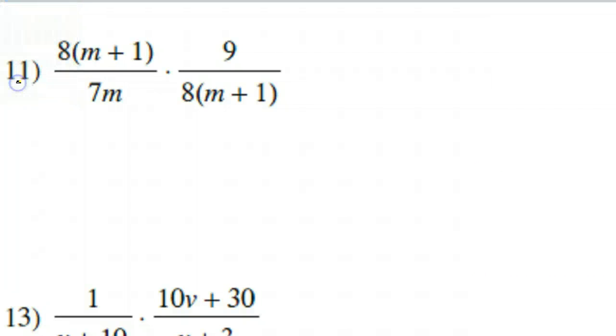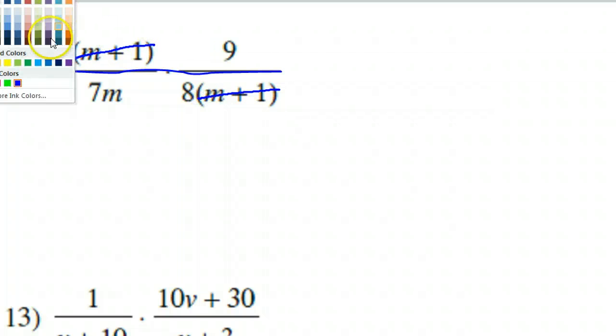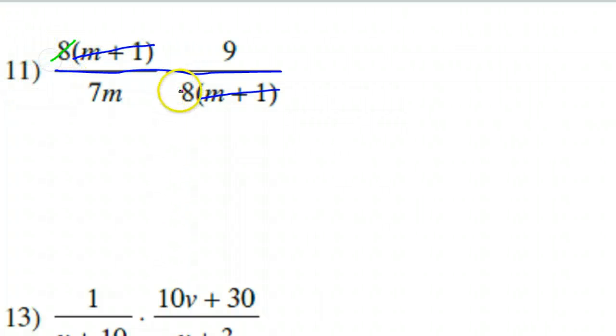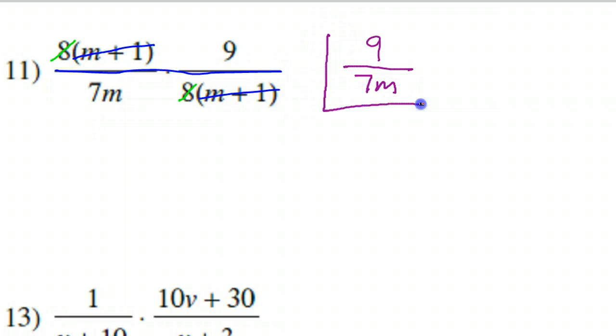Number 11. Remember, treat this as one fraction. So as long as you have something in the numerator and the denominator, it's gone. So I have the m plus 1 in the numerator and denominator, so they cancel out. I've got the 8 in the numerator and denominator, so they're gone. And that's it. Nothing divides into 7 and 9, so they stay. So the final answer is 9 over 7m.